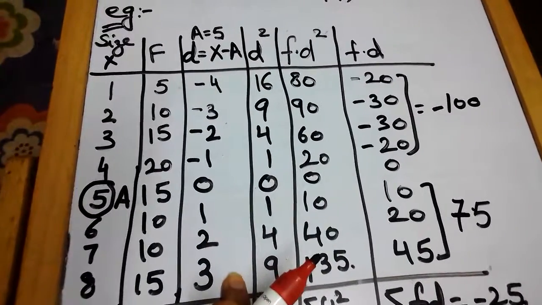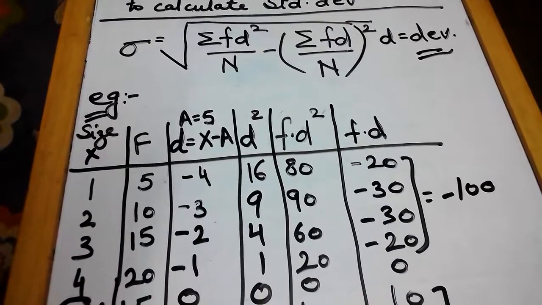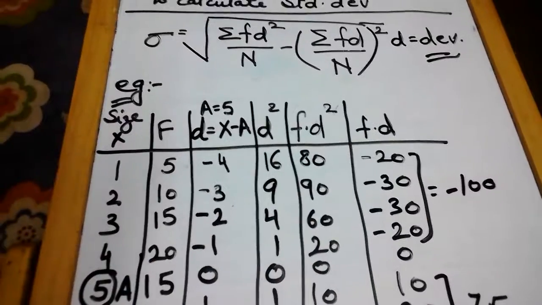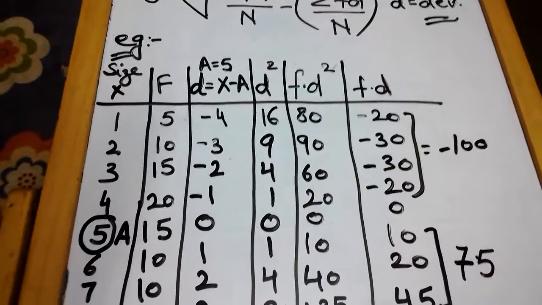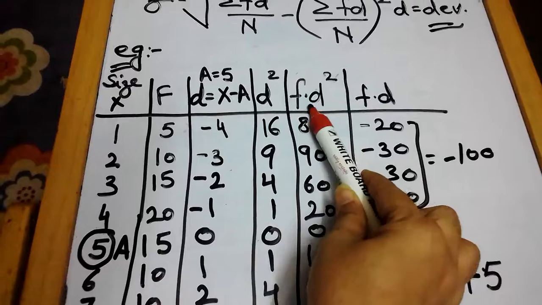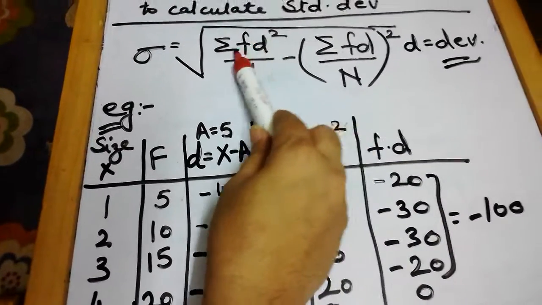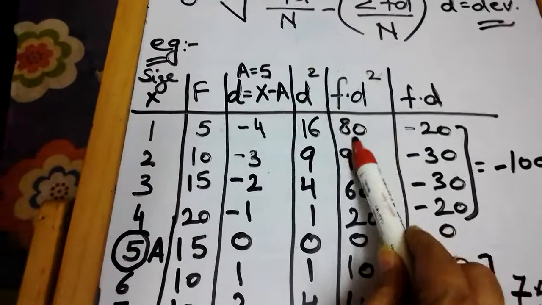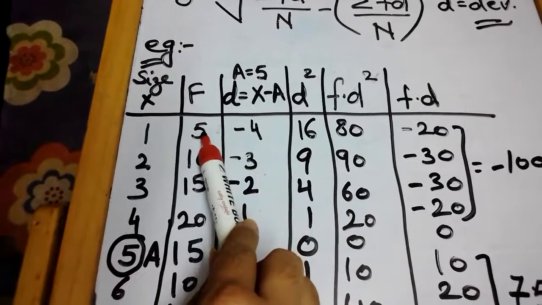Now another step: I want d square, because in the formula you can see f d square. So for this d square, I have to square the values of d. First value will be 16, followed by all the values. Okay children. Now next step, f into d square. In the formula you can see summation f d square, so I have to multiply f by d square. So quickly I'll multiply 16 by this frequency.